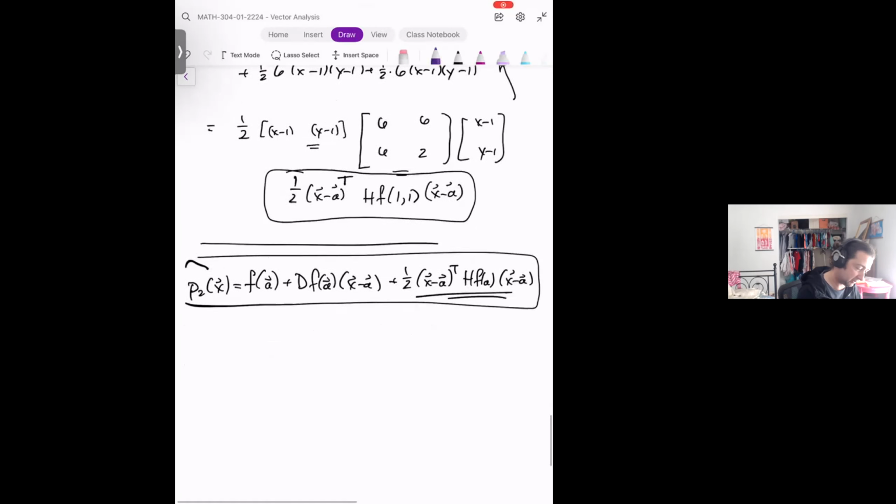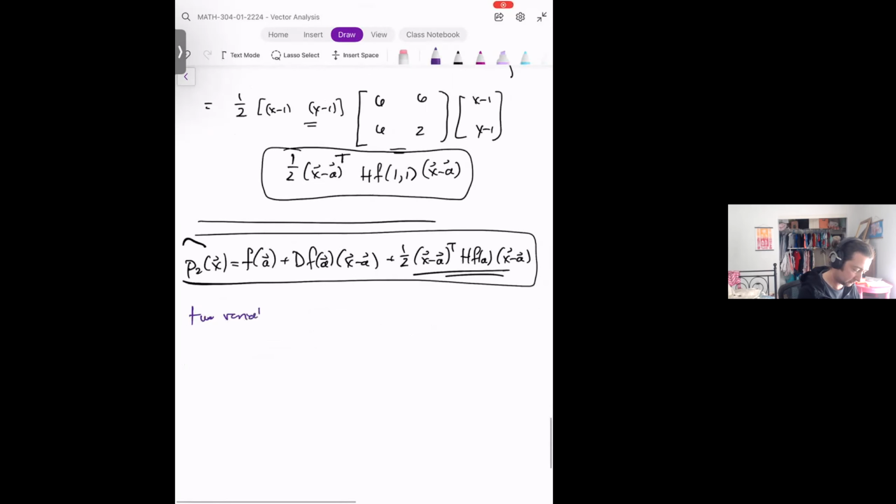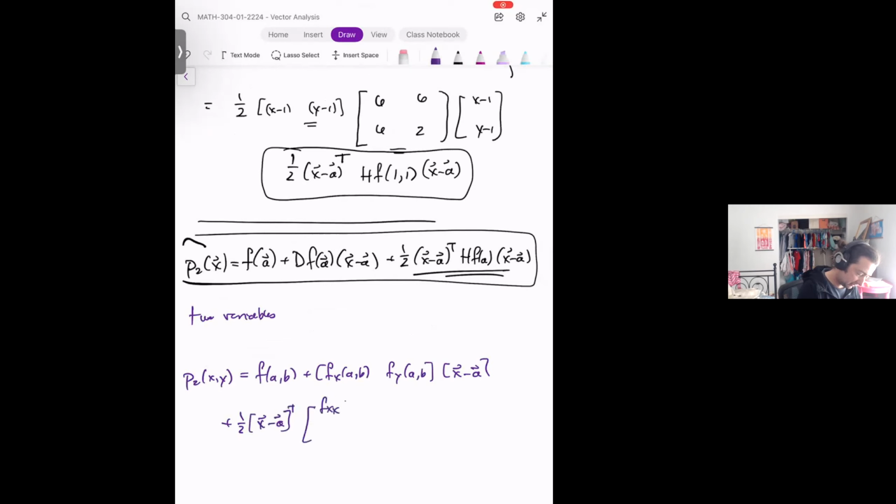So in symbols, what that would mean is the following for, say, a 2-variable function. If we have a 2-variable function, it means that P2 of xy is equal to f at AB plus fx at AB, fy at AB times x minus a, plus 1/2 x minus a transpose times the matrix fxx at AB, fxy at AB, fyx at AB, fyy at AB, times x minus a.